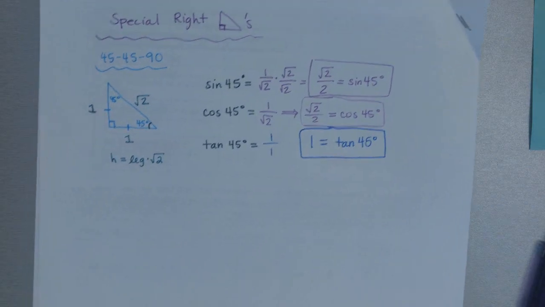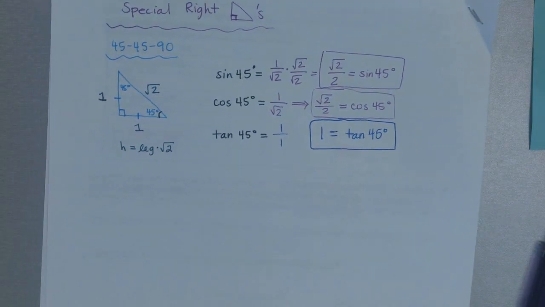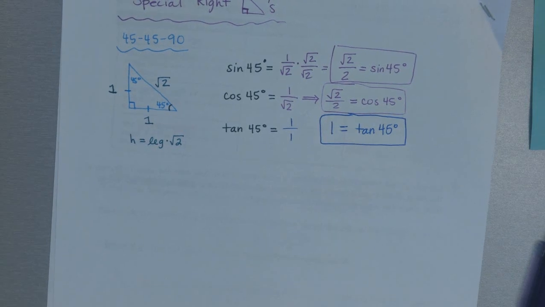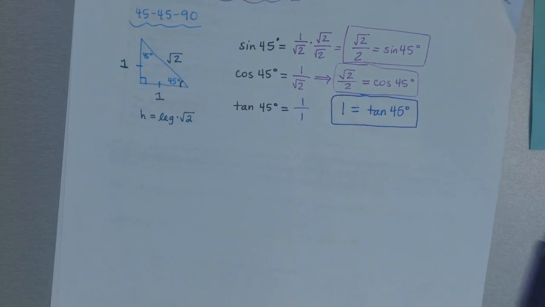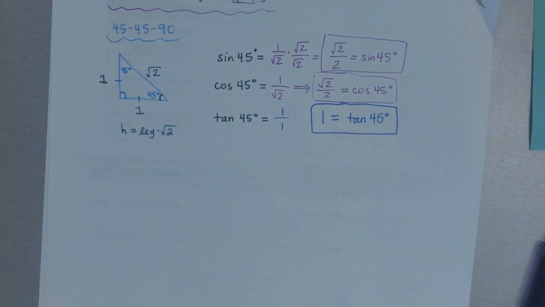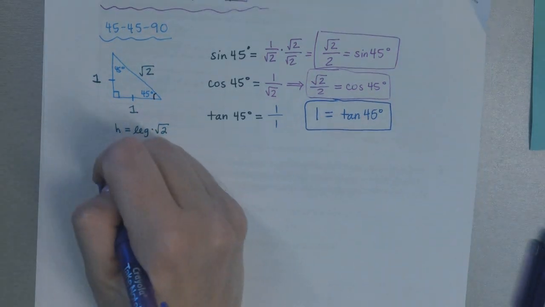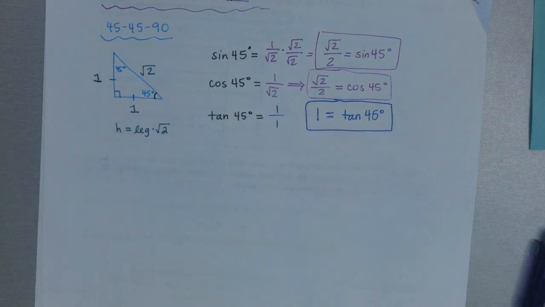Okay, so we're gonna be using these values today. We're also gonna be using them heavily in a couple weeks. All right. So you guys told me the 45, 45, 90 was one of the special triangles. The other one is the what? Yes, 30, 60, 90.